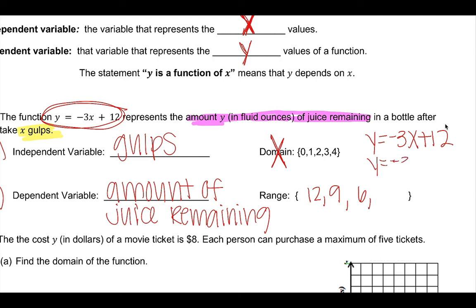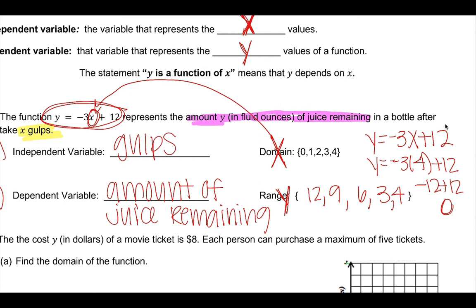Next, I've got 3. Negative 3 times 3 plus 12. I've got negative 9 plus 12, which is 3. And then last, I'm going to plug in 4 everywhere I see an x. So negative 3 times positive 4 plus 12. Well, negative 12 plus 12 is 0. So after 4 gulps of juice, all of the juice in the cup is going to be gone. And I can tell that based on plugging in my values. All I did was plug these x values into my equation. Everywhere I saw an x, that's what I plugged in to figure it out.